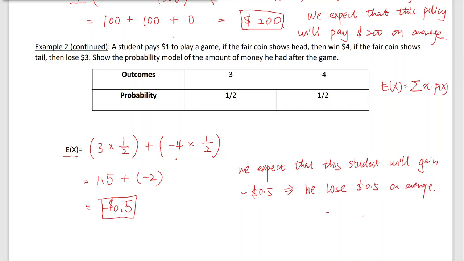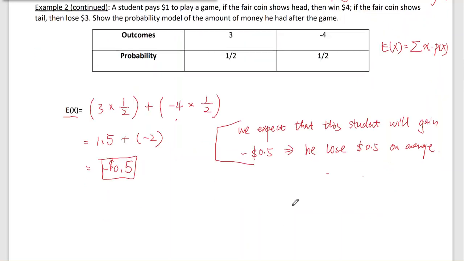So that means this game is not good for him. He will lose $0.5 on average if he keeps playing this game for a long time. So at the end, he will lose money. That means he should not play this game at the beginning. So this is not a good game for him.